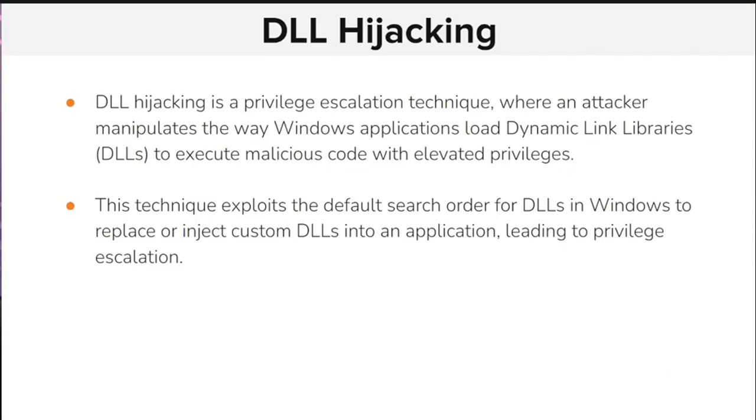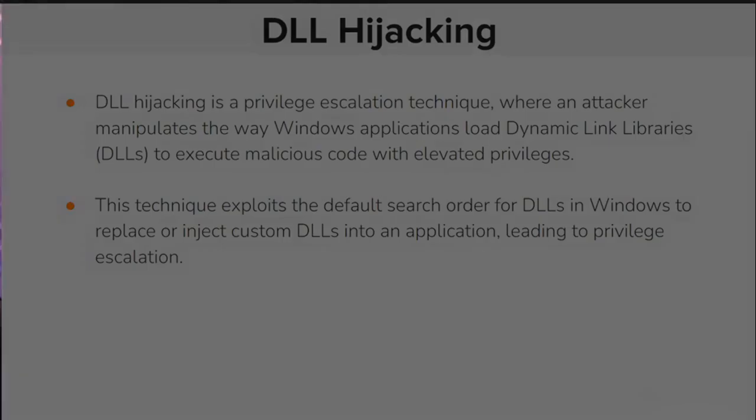So what is DLL hijacking? DLL hijacking is a privilege escalation technique where an attacker manipulates the way Windows applications or programs load dynamic link libraries, or DLLs as they are abbreviated, to execute malicious code with elevated privileges. This technique exploits the default search order for DLLs in Windows to replace or inject custom DLLs for an application to use, leading to privilege escalation.